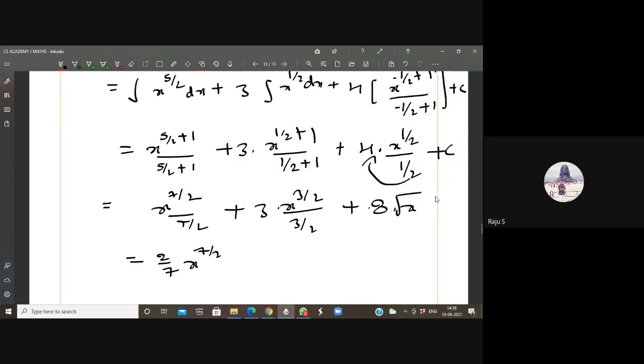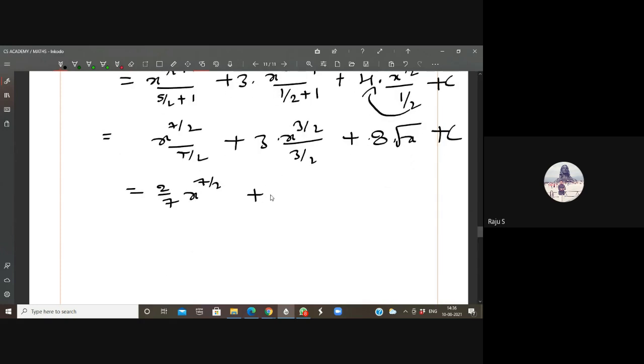Right, friends? Let's see. So here clearly 3 gets cancelled. 2 x power 3 by 2 means x root x, plus 8 root x. That's all. This is x cube by x square, x cube plus root x. X cube into root x we can write as x root x. Anyhow, this is the answer.